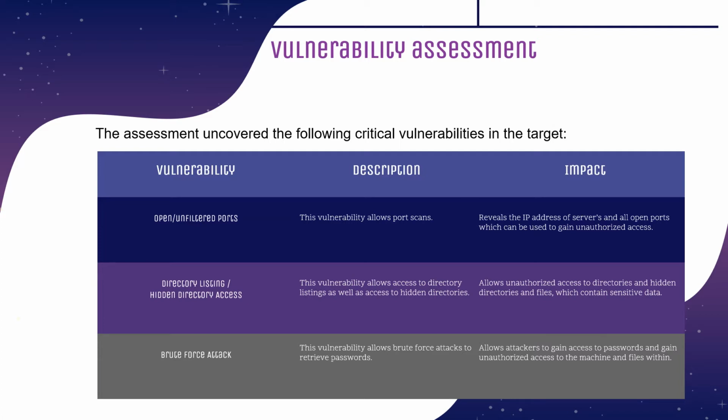The next vulnerability was the directory listing or hidden directory access. This allowed access to directory listings as well as access to those hidden directories. The impact is allowing this unauthorized access to these directories and files, which can contain sensitive data. The third vulnerability I found was brute force attack. This allowed a brute force attack in order to retrieve passwords. And the impact is that it allows the attacker to gain access to passwords in order to gain unauthorized access to the machine and files within it.